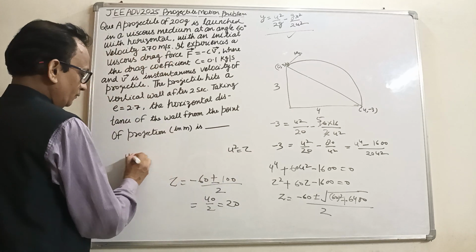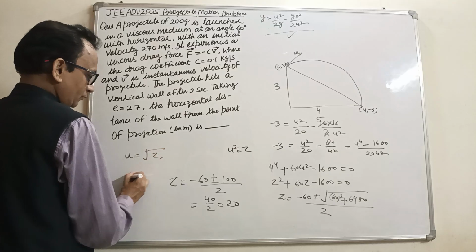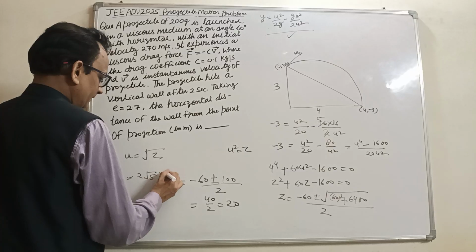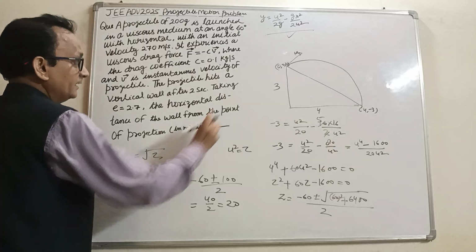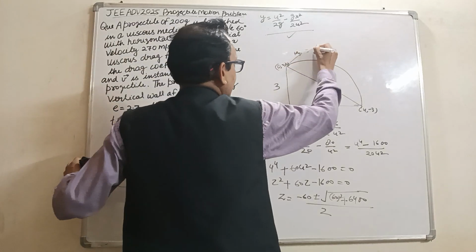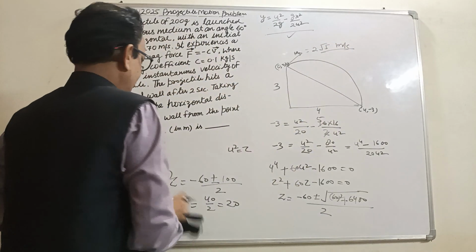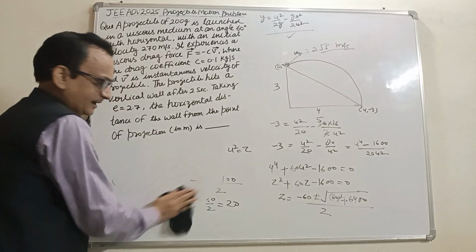So what is the value of u? u would be under root z. So this would be 2 root 5. So this is the velocity. Velocity would be 2 root 5. So this is the question asking here, and one question also generate here.